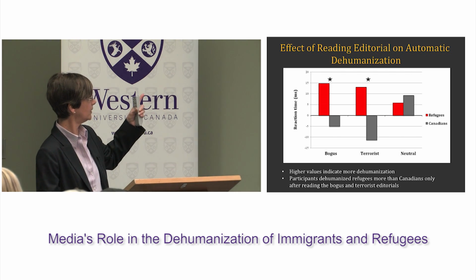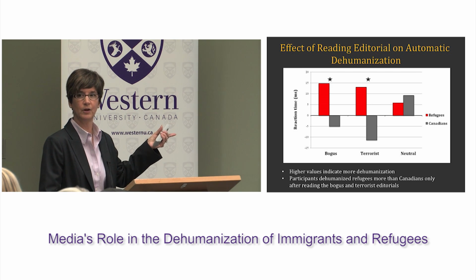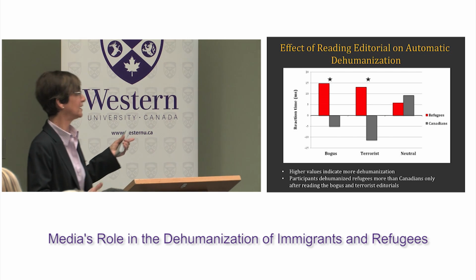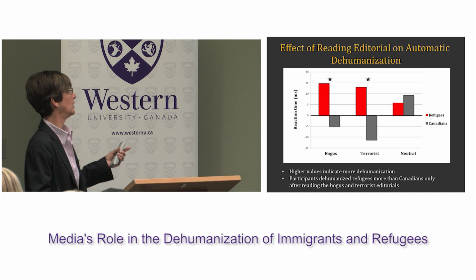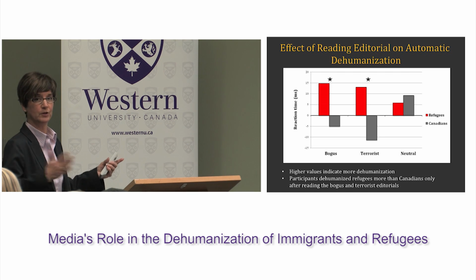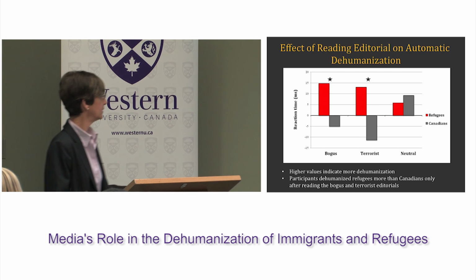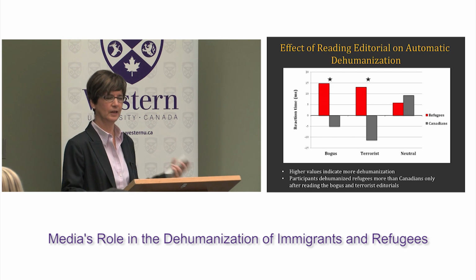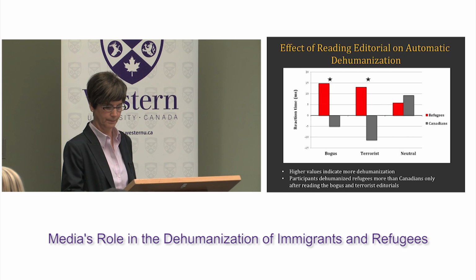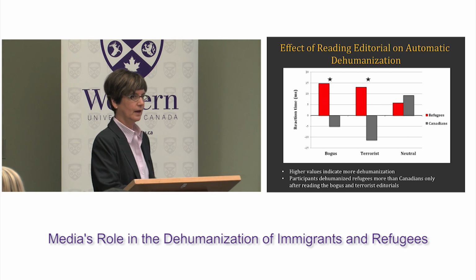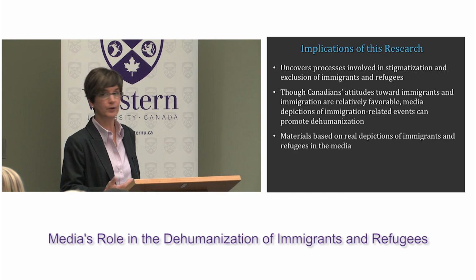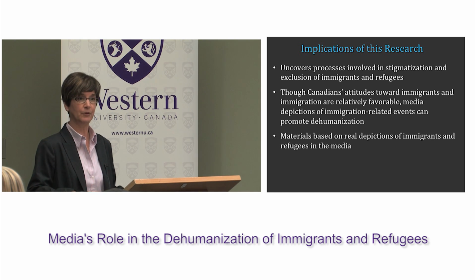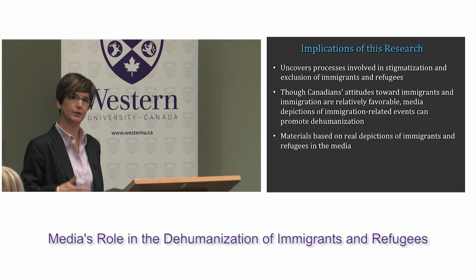And what you can see is that when people read the article that talked about refugees as bogus or as terrorists, they're more likely to automatically dehumanize and to associate refugees with animals. This only happened after reading the bogus or the terrorist article, not the neutral article. So basically, reading those articles, even if you don't have any awareness of what you did, makes you faster and makes you more likely to be associating refugees with animals.